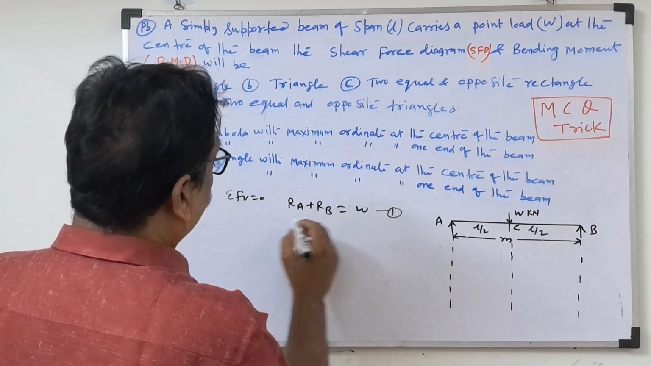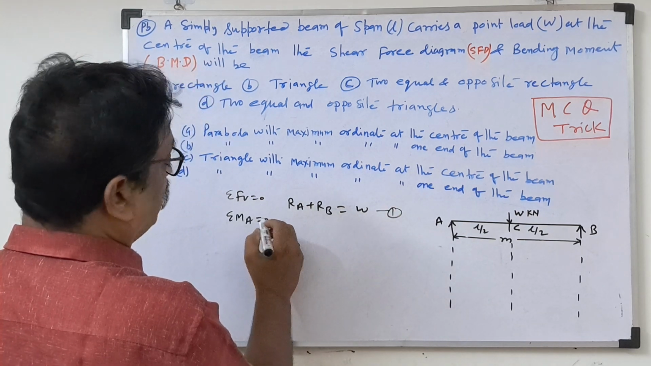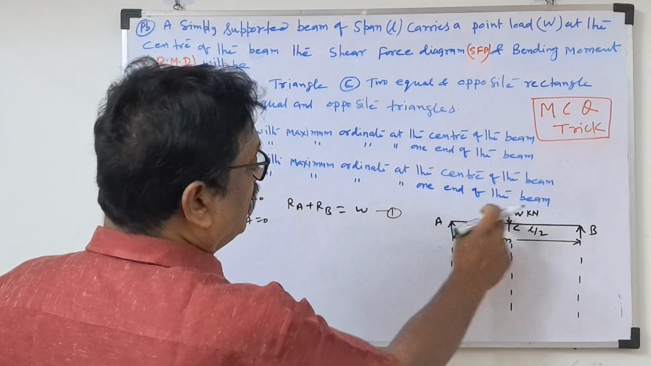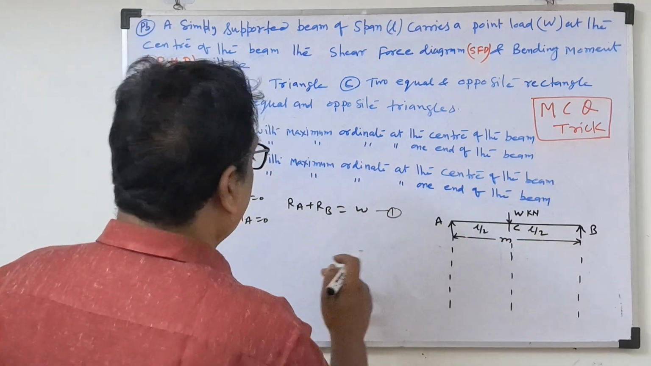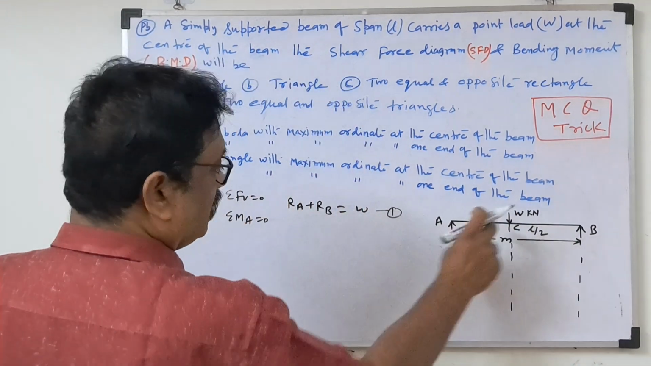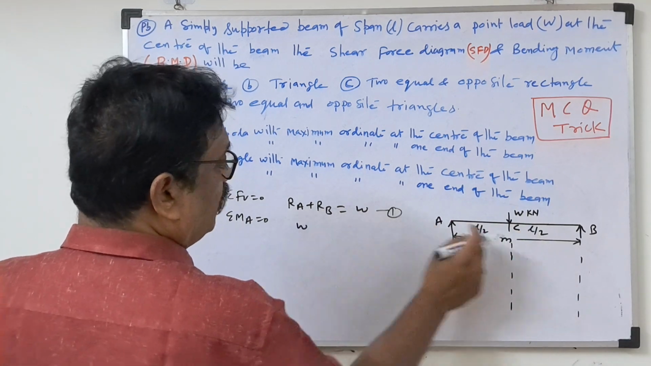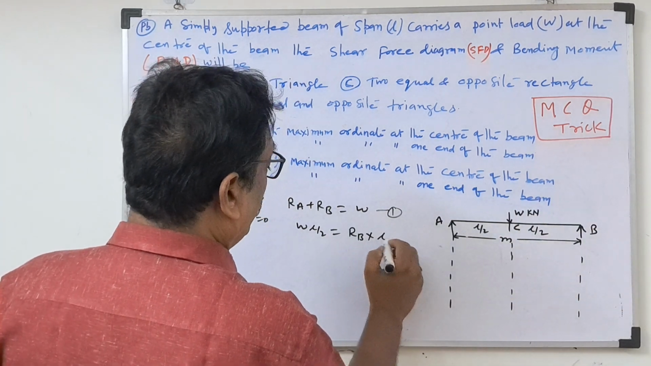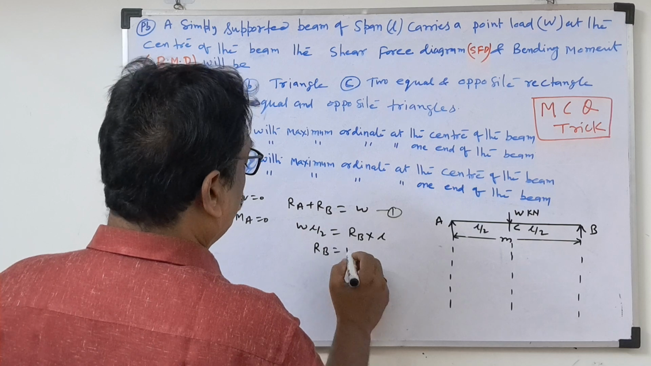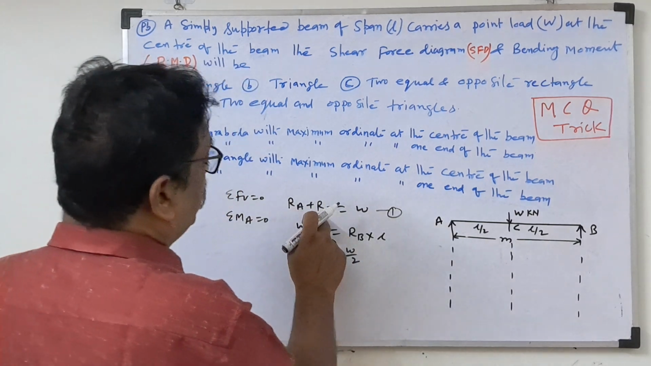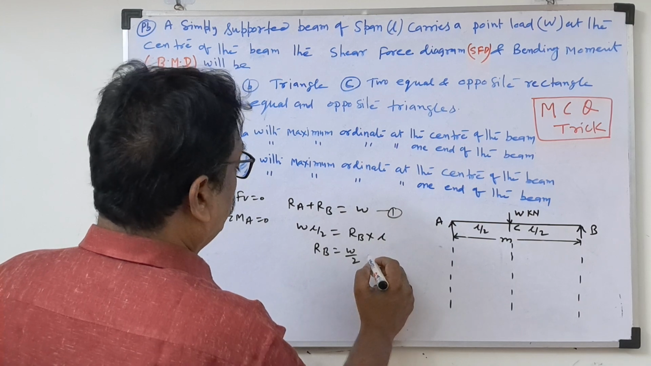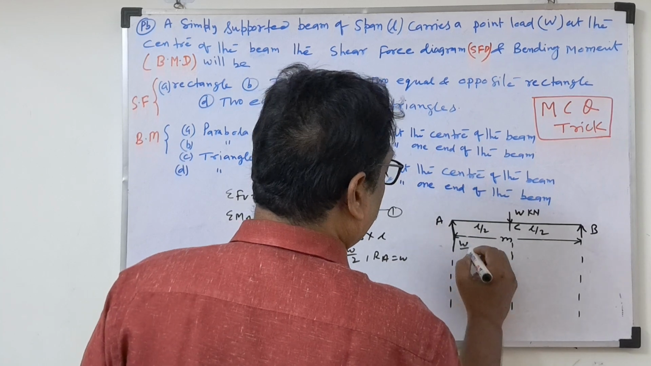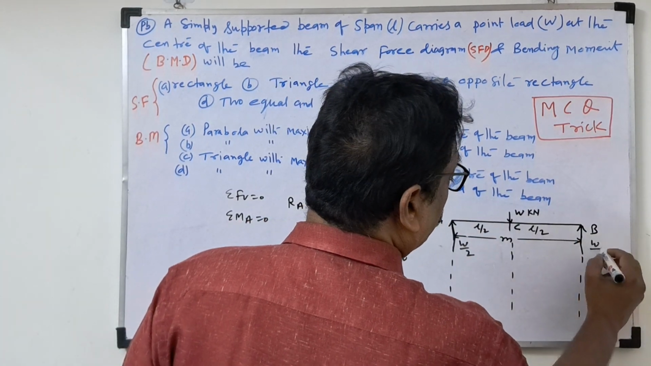That is the first equation. The second equation: take moment about A equal to 0. So total clockwise moment equals total anti-clockwise moment. We take moment about A, so A will be fixed, and the load at C gives a clockwise moment. So W into L by 2 equals RB into L. So here, how much will RB come? RB will come W by 2. If you substitute RB as W by 2, W minus W by 2, RA also will come W by 2. So see here, the support reactions: W by 2 here, and W by 2 here also.